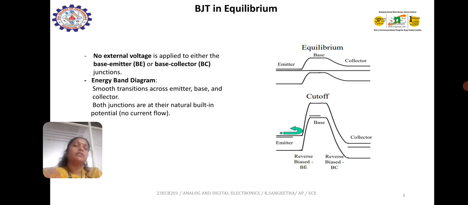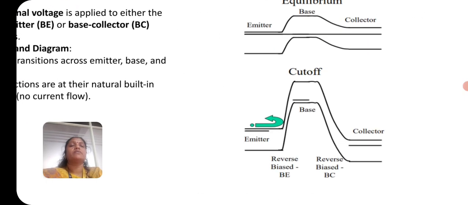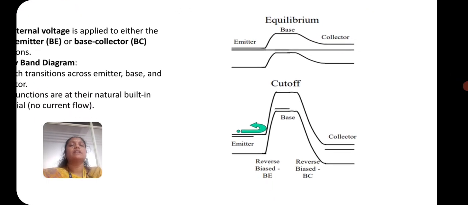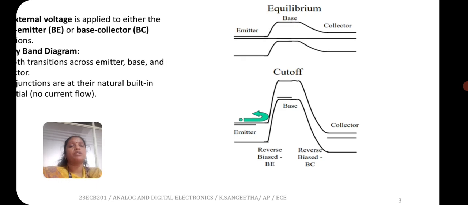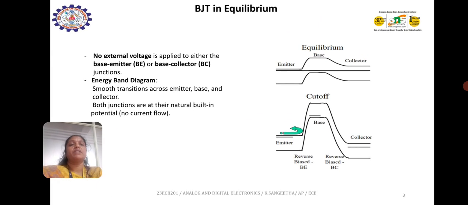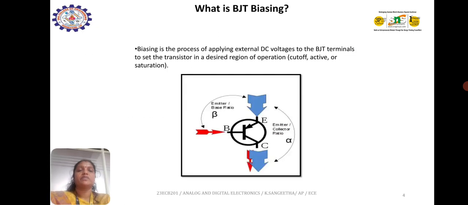So using this energy band diagram, we can say there is a smooth transition across emitter base and collector junctions. Both junctions are at their natural built-in potential, so no current would flow in equilibrium condition.